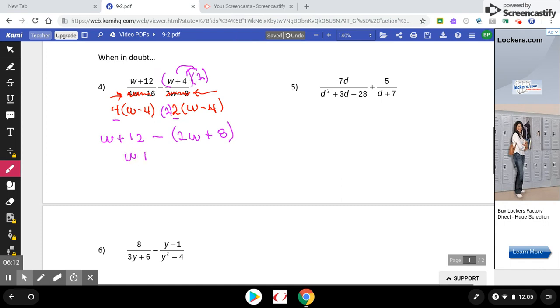So if I do subtract now, we've got some sign switching to do. The minus 2w, nobody tends to mess that up. But the question is, would you have got that minus 8 right? All right, let's keep going. So if I subtract and combine like terms, I get a negative w, and I would get a plus 4 if I combine the 12 and the negative 8.